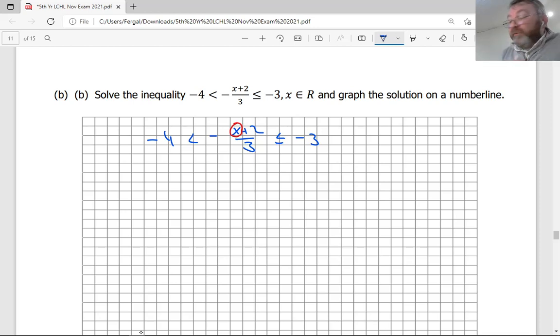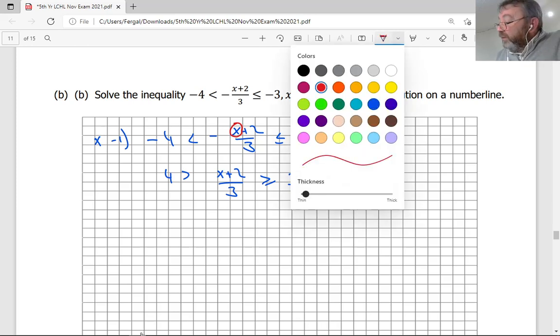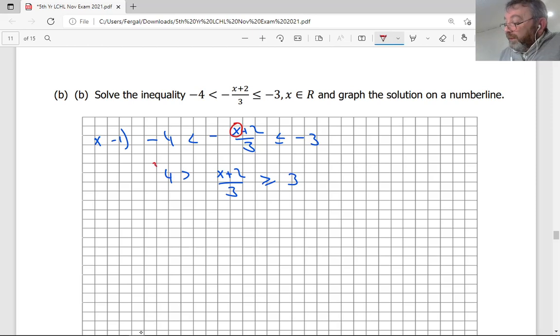But if I do that, I've got to be very careful, because when I multiply across by minus 1, that becomes 4, but the sign swaps. That becomes plus x plus 2 over 3, and then the sign swaps again, and that becomes 3. And now the difficulty in minus is removed, and all you've got to do now is strip this term down. Step 1, multiply all terms by 3 in order to get rid of the fraction. So you're going to multiply that by 3, this by 3, and this by 3.